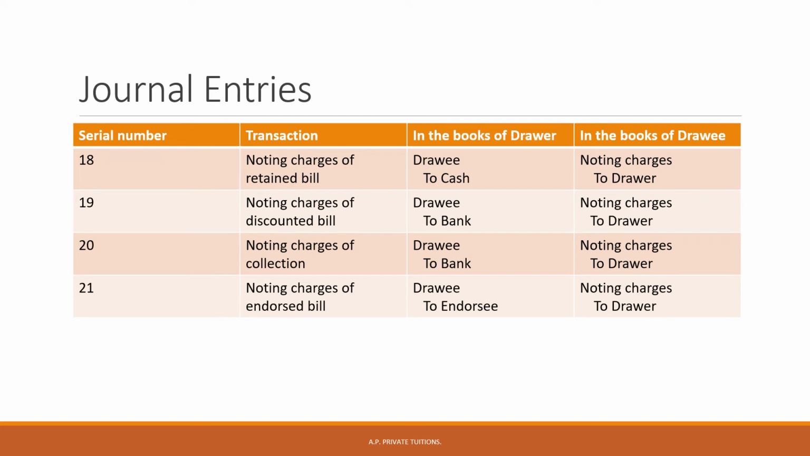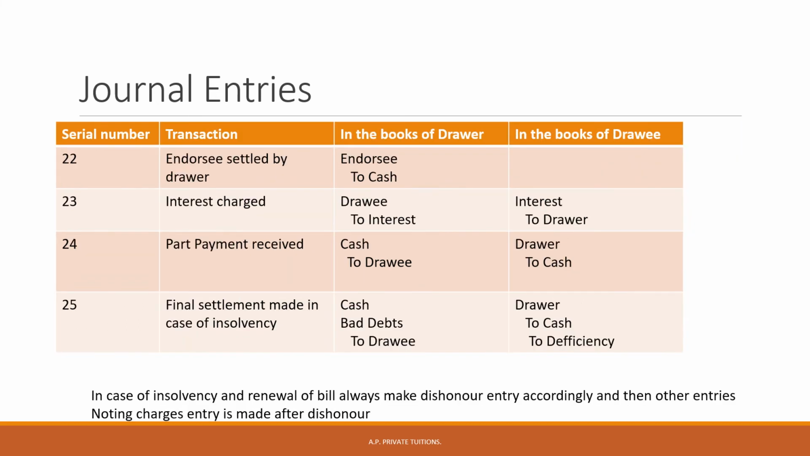If it is a retained bill, the money goes from the drawer, so to cash. If it is a discounted or collection bill, the money goes from the bank, so to bank. And in case of endorsed bill, the money goes from the endorsee, therefore it is to endorsee. Fine. This is the last slide.